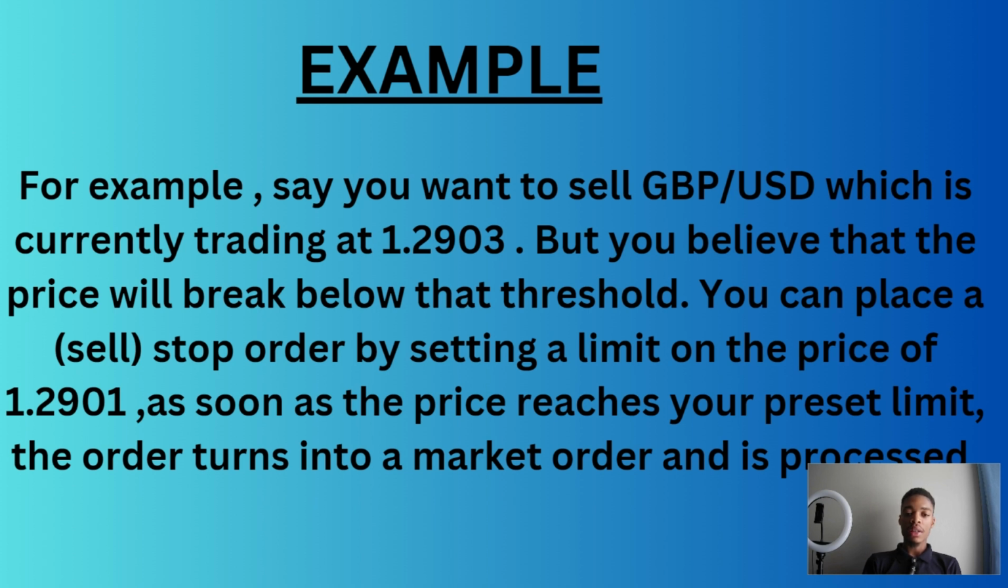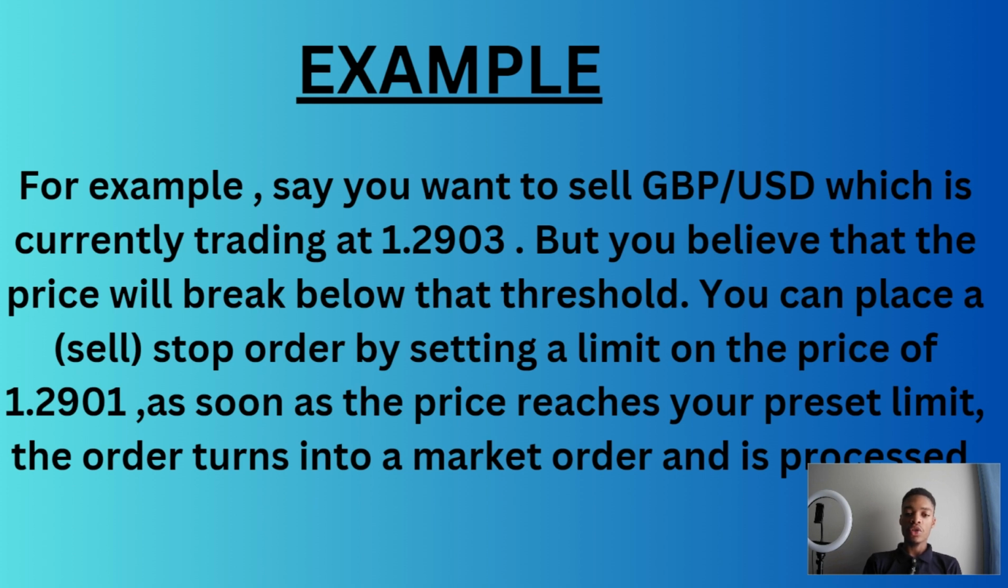You can place a sell stop order by setting a limit on the price of 1.290. So as soon as the price reaches your preset limit, the order turns into a market order and is processed. Alright, so I'm anticipating that the market is going to keep dropping. So what I do is that I set a sell stop at 1.2901. So as soon as it breaks that level, I'm automatically in for a sell position.